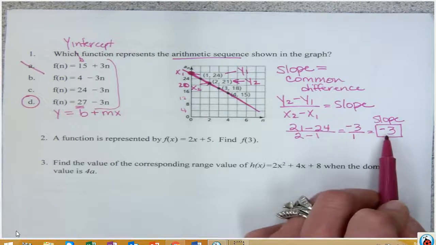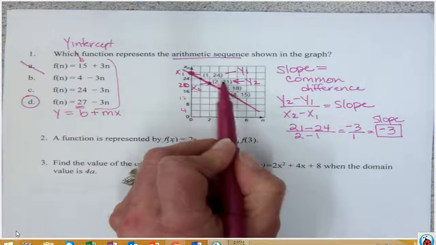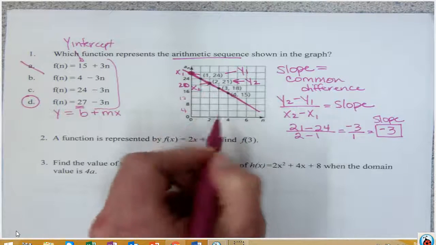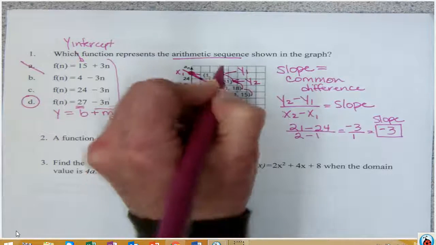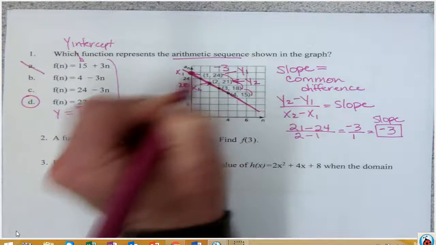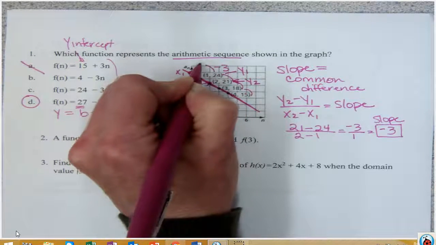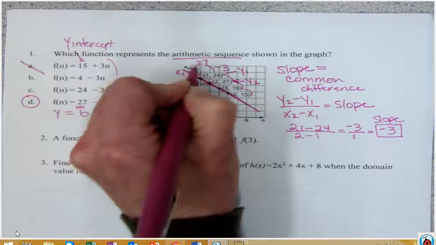Another way is you can say this has a common difference of 3. Do you see how this goes down by 3 every time? This is a common difference of negative 3. So if we were going to go up, this would be 27, 0.